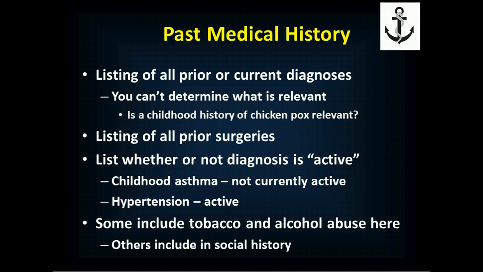A list of all prior surgeries. You typically would list whether or not a diagnosis is active. So someone with childhood asthma who's an adult now and who hasn't had symptoms in 25 years, you can note that that's not currently active. It may be relevant. The fact that they had childhood asthma means they have this classification of diseases called atopy, and so when they get a cold or they get sick, they may be more likely to wheeze. Hypertension, you've got it now, it's active. And some people include tobacco use and alcohol use and abuse here. Others include it in the social history.